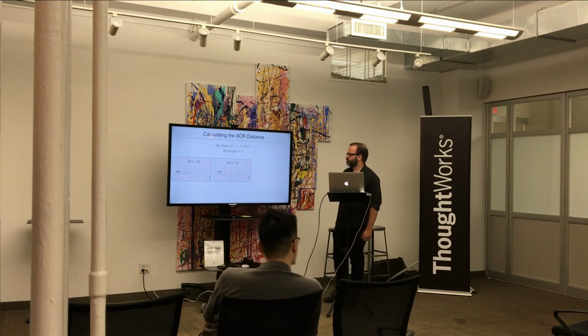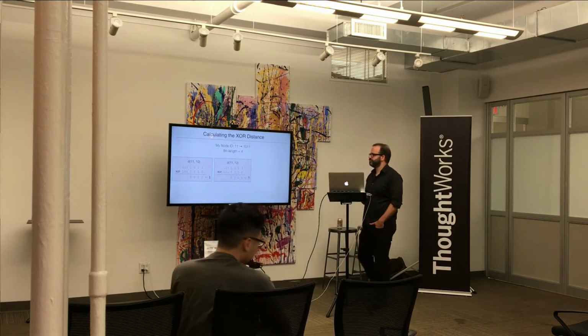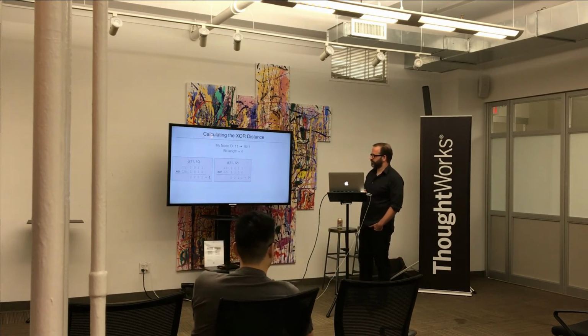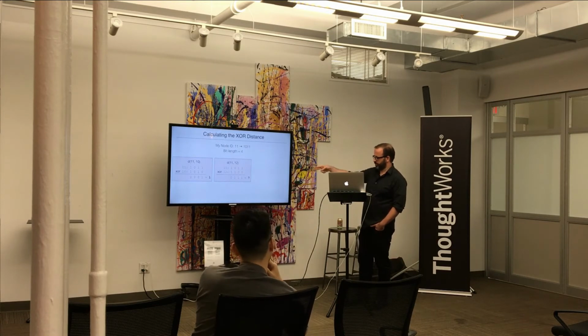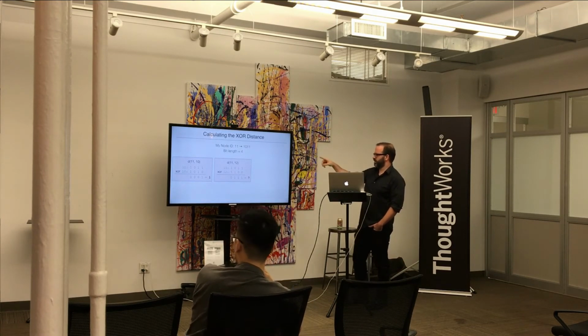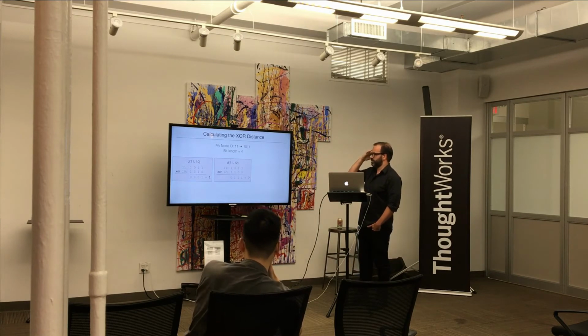Take another example, 11 and 12. Here, the first digit is the same, so we get a 0. All the rest of them are different, though, so we get a series of 1s. 11 XOR 12 is 7.